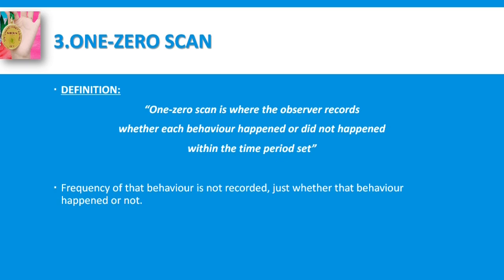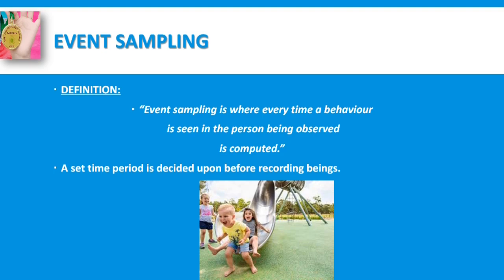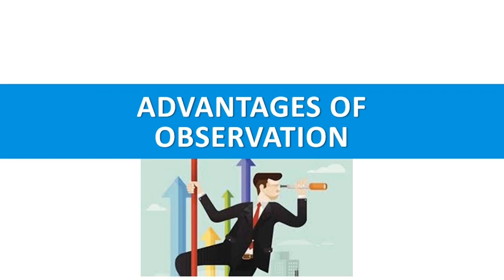The definition of a 1-0 scan is where the observer records whether each behavior happened or did not happen within the time period set. The frequency of that behavior is not recorded, just whether the behavior happened or not. And now let's come to event sampling. Event sampling is where every time a behavior is seen in the person being observed is counted. A set time period is decided upon before recording begins.